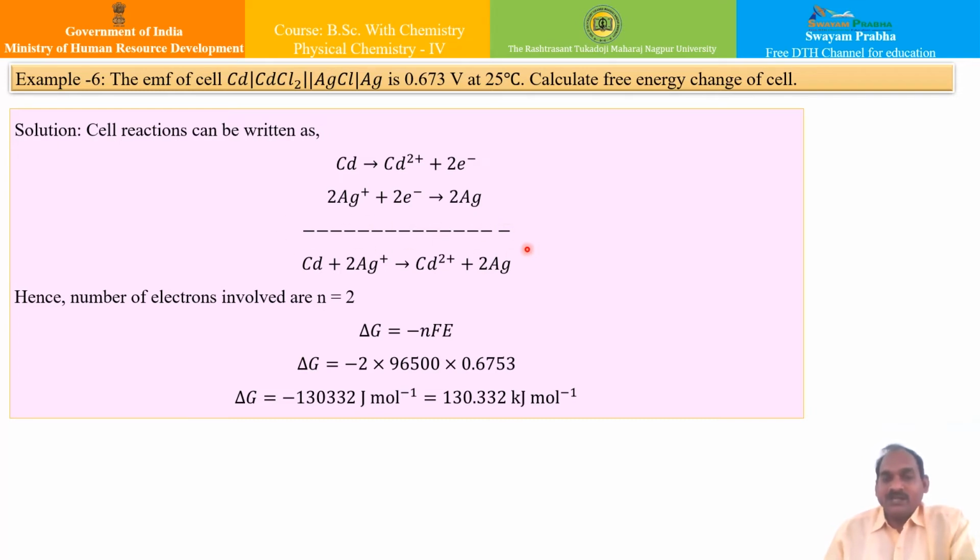Now, the number of electrons involved in this particular reaction is 2, and therefore delta G is equal to minus nFE. So n is 2. If I substitute all the values, delta G is equal to minus 2 into F, that is Faraday's constant, 96,500, into the EMF of the cell, which is 0.6753. So I can find delta G is equal to minus 130,332 joules per mole, or 130.332 kilojoules per mole, is the free energy change.